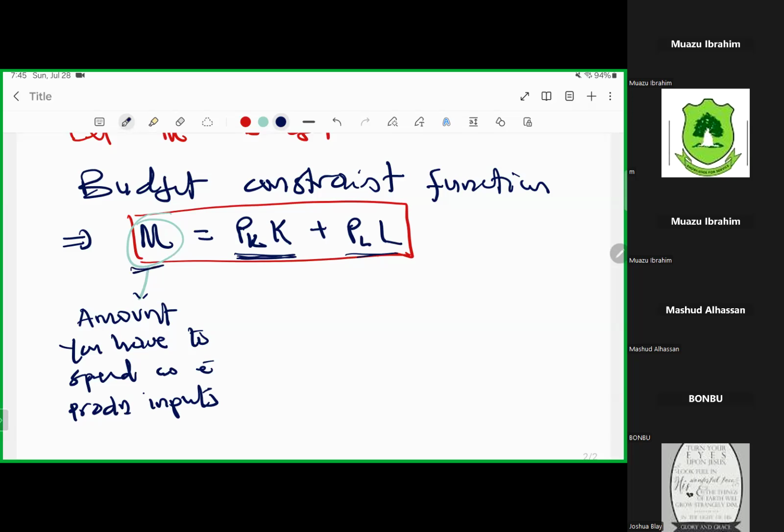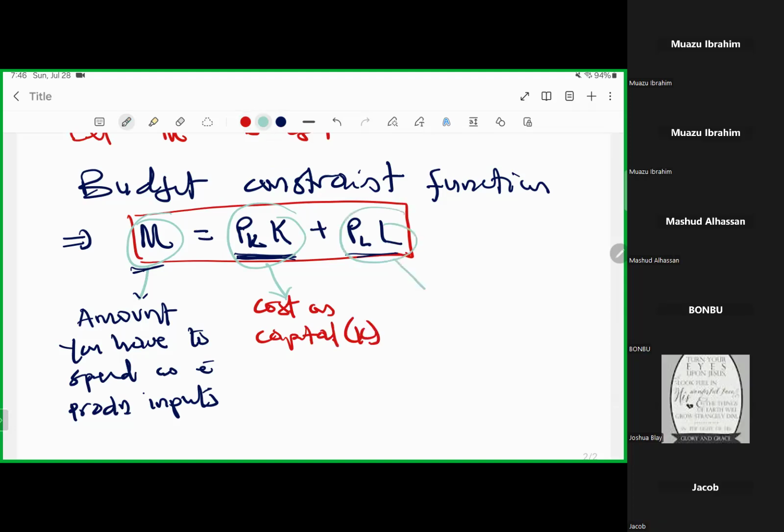The income or budget that you have to spend on inputs, which is M, is equal to what? The cost of capital, which is the cost on capital, K, and the cost of labor, which is the cost on labor.